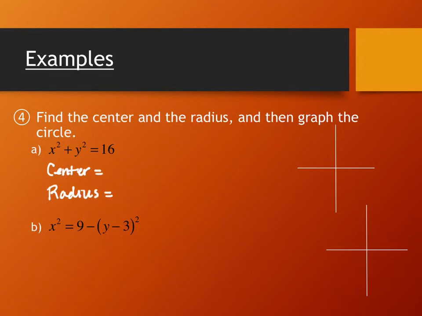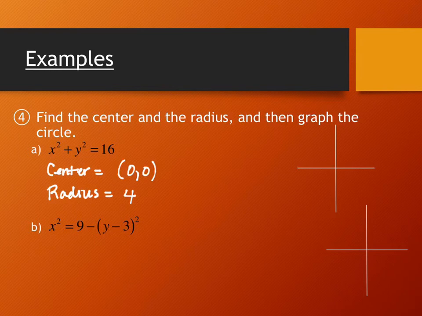So any ideas on the center? Yeah, so this one does not have anything next to the x before I square it, so there's an understood 0. And the same thing for y. So my center is 0, 0. Okay, so somebody else tell me, what do you think the radius is? It's not 16, but you're close. It's 4. Yeah, because 4 squared would be the 16. So you're looking at the right value if you're looking at the 16 to make that decision.